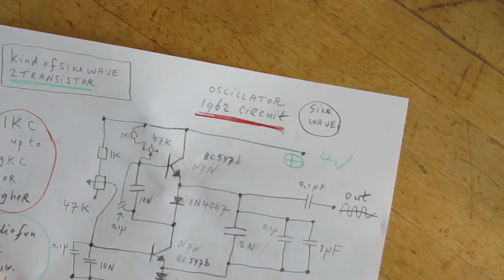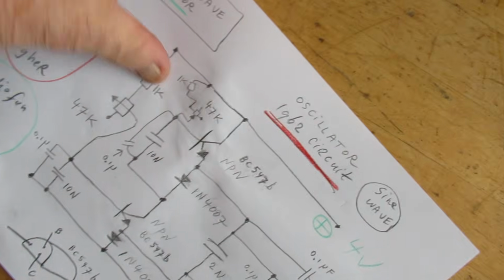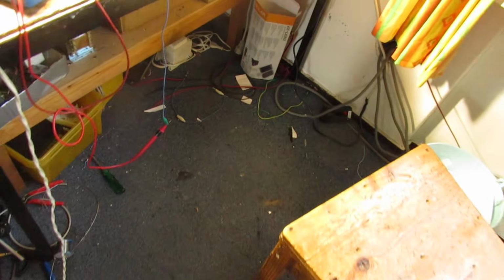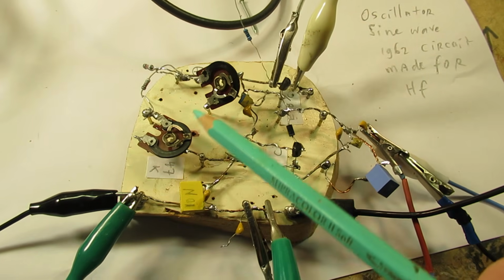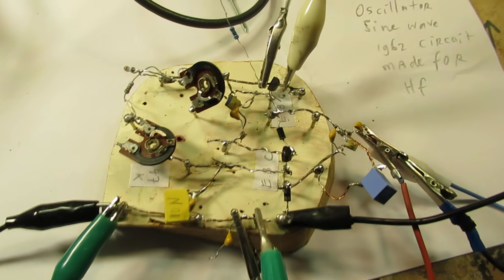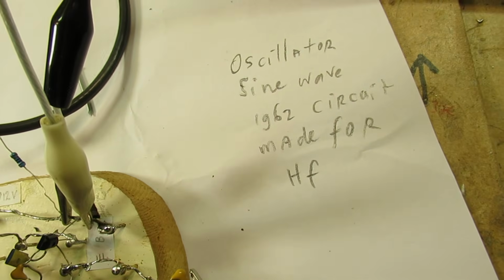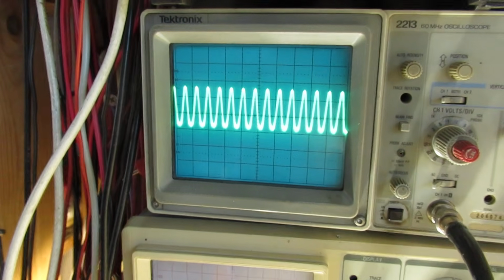Let's go to the workbench where it is all realized in practice. So here it is on that workbench. The 47K potmeters, the protective resistors, oscillator, sine wave, etc. And we can look on the scope and see the frequency that it generates.